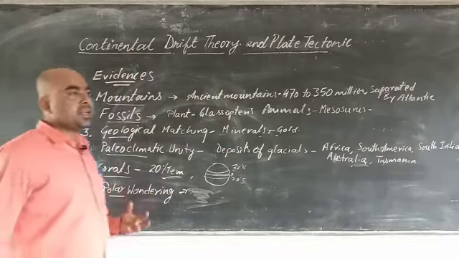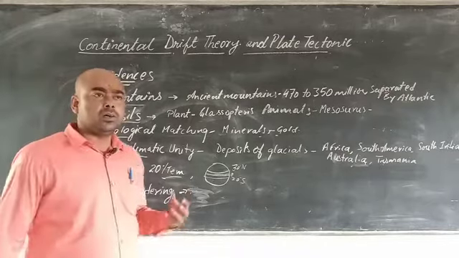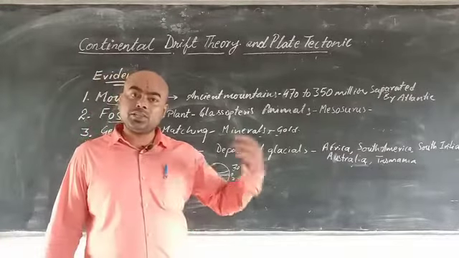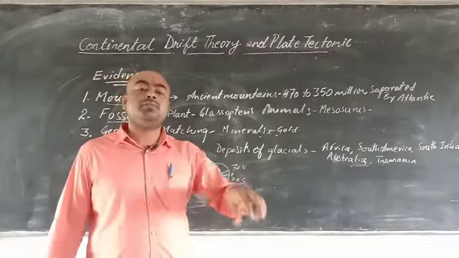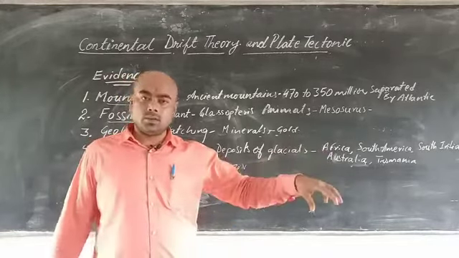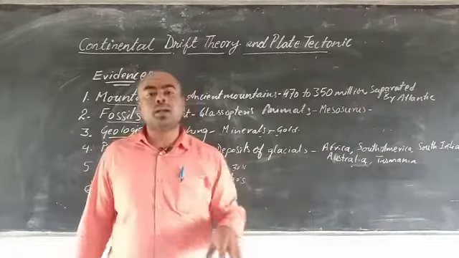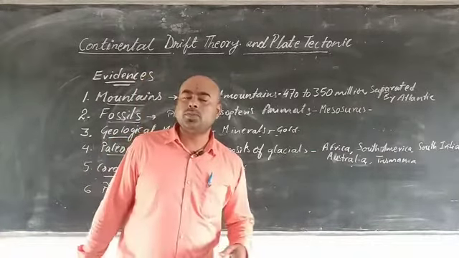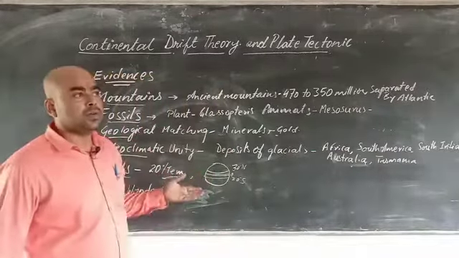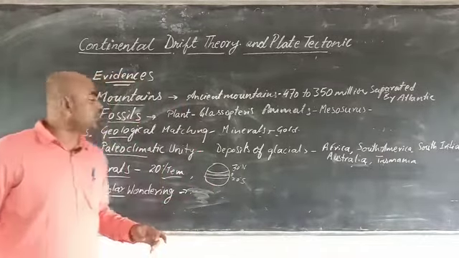Okay, the minerals, like gold, which were formed during the ancient era are still present, evenly distributed in the different continents. They are not present only in one continent. So that gives a proof that the earth was formed because of the continental drift theory.